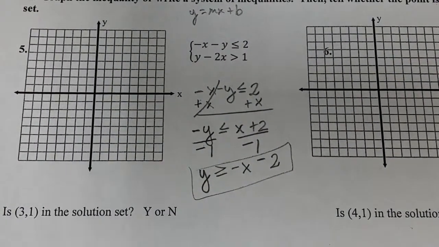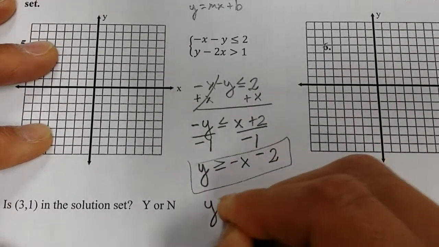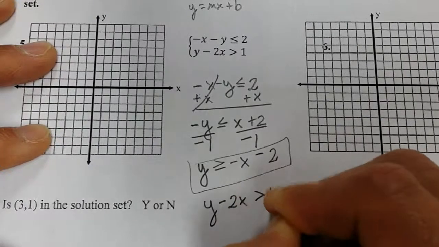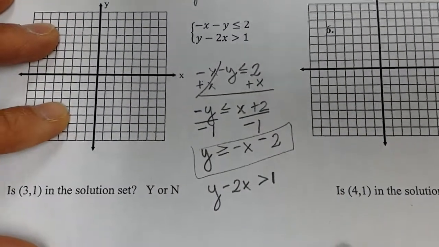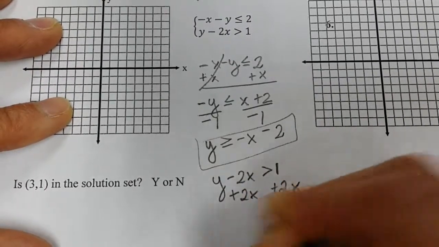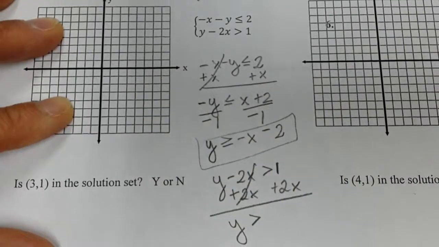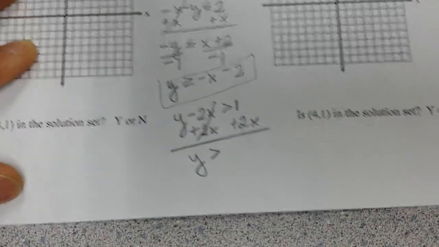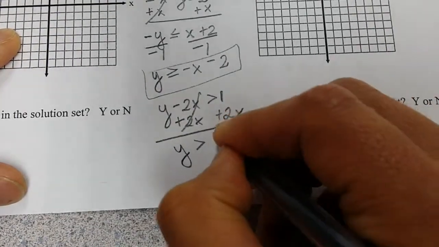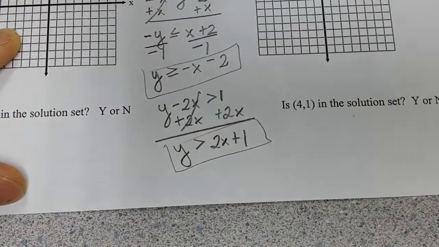The second one is a little bit easier than the first one. It's y minus 2x greater than 1. All you have to do is add 2x to both sides. You get y is greater than, the 2x's cancel out, and you get 2x plus 1. That's my other equation.